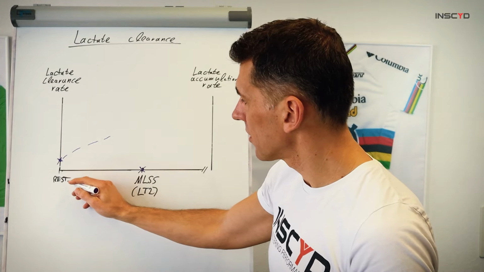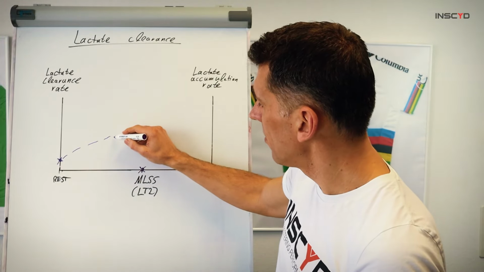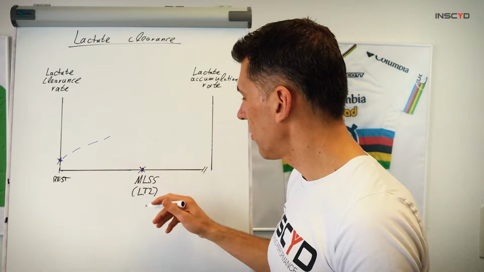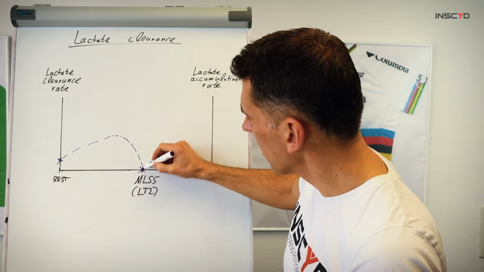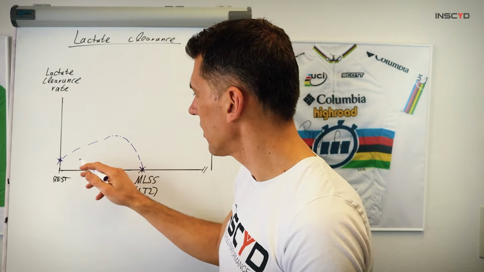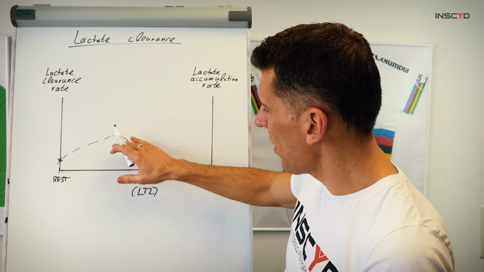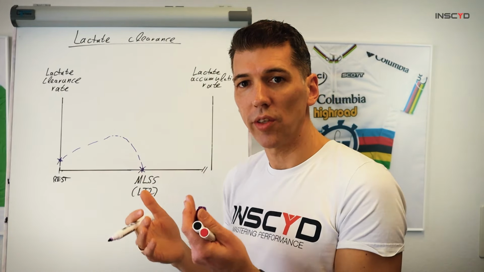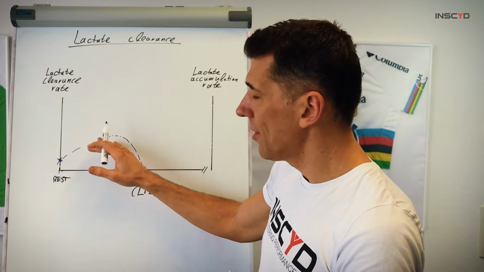So going from rest to a higher intensity, clearance of lactate first goes up, but then of course, the more you approach maximum lactate steady state, it will start to go down again. So it looks something like this. It's first increasing and you have an apex, an intensity range at some fraction of your threshold intensity, at which is this maximum.